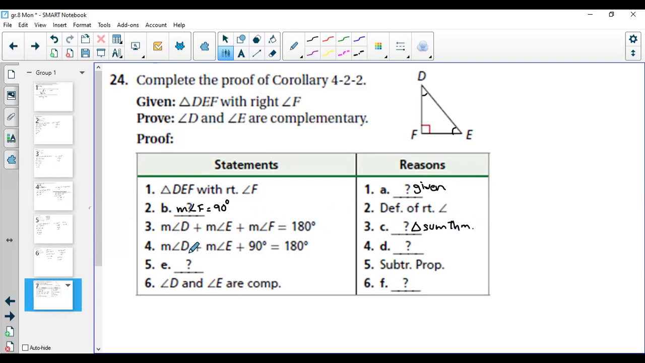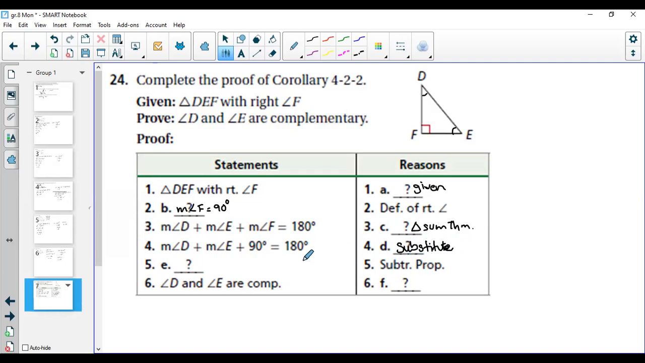Now, angle D plus angle E plus 90. In place of F, they wrote 90. So what are they doing by writing the value in place of that variable? They are just substituting. You also write substitution, okay?